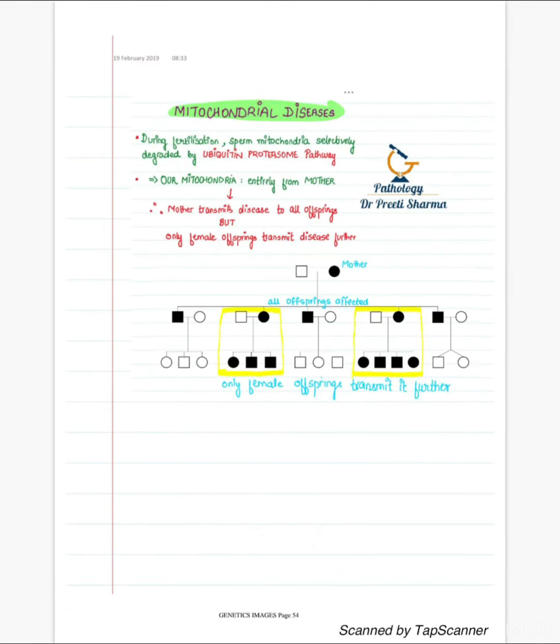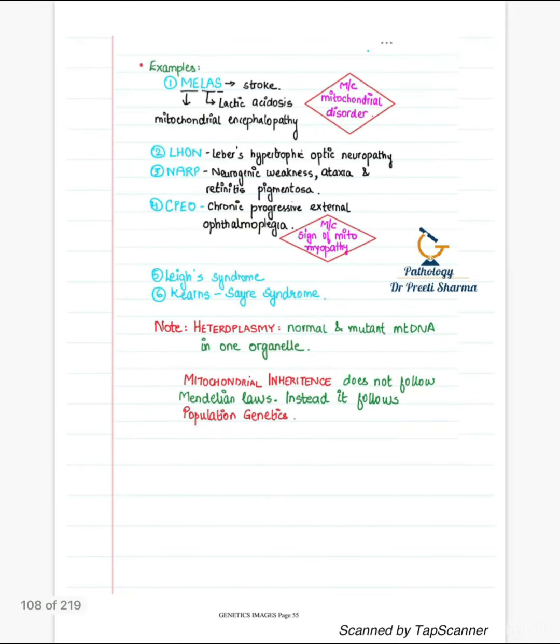Now coming on to the mitochondrial disease. So with this mitochondrial disease, basically the mother transmits it to all children, irrespective of the gender of the baby. Here you see the mother is affected, guys. So what happens, each child is affected. Do you see, guys, this child, this child, this child, all the children are affected. So this is about your mitochondrial disease.